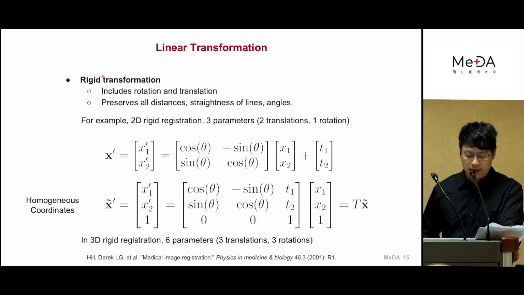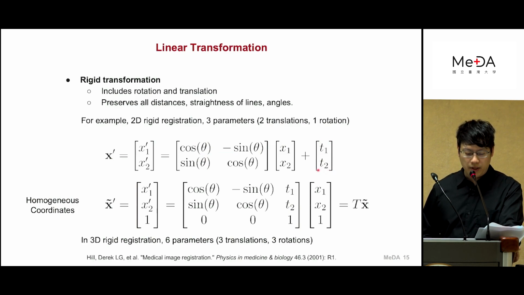The rigid transformation includes both rotations and translations. It preserves all distances, straightness of lines, and angles. For example, in a 2D rigid registration, we apply a rotation matrix to the coordinates vector and add a translation vector. This equation involves 3 parameters, including a rotation parameter theta and 2 translation parameters T1 and T2.